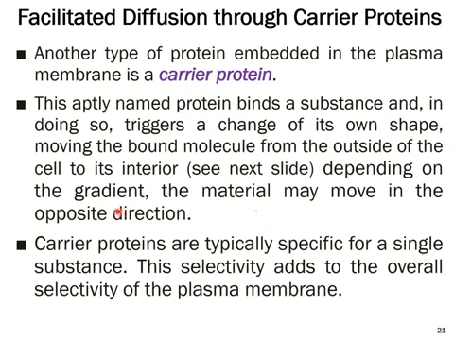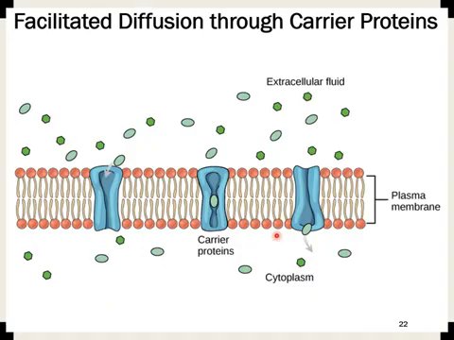Depending on the concentration gradient, the material may also move from inside the cell to the outside of the cell. And carrier proteins are typically specific for a single substance. This selectivity adds to the overall selectivity of the plasma membrane. So as usual, these proteins are also selective and specific for different substances. So you can see that a substance binds here, the protein changes its shape and moves the substance here, and then it releases it inside the cell.